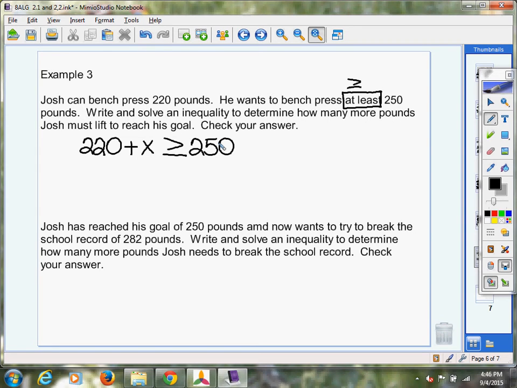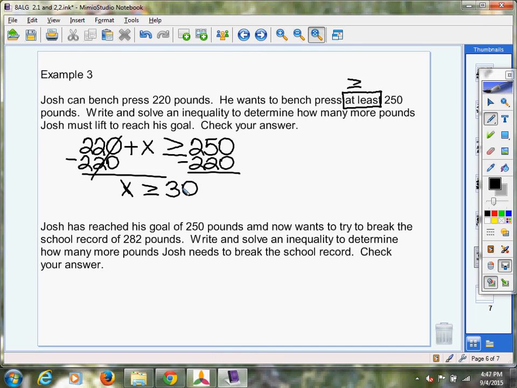Okay, now we wrote the inequality. We need to solve our inequality. So you have a positive 220 added to x. So to undo that, we're going to subtract 220 from each side. All right, so let's see what our inequality looks like. We've got x is greater than or equal to 30. Okay, and so we just solved our inequality, and so minimally he needs to try and bench 30 more pounds to reach that 250 mark, but we really want to push beyond that, so 30 pounds or more.